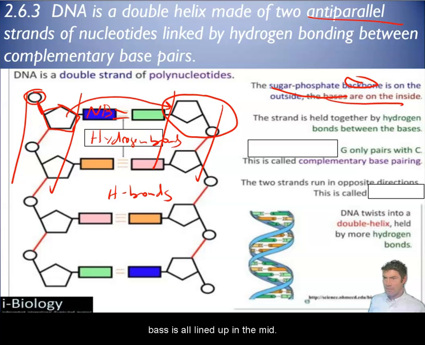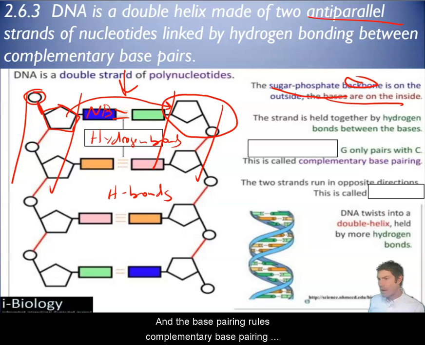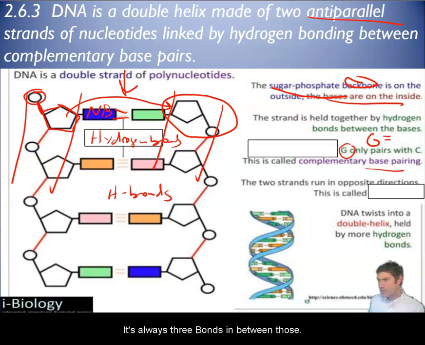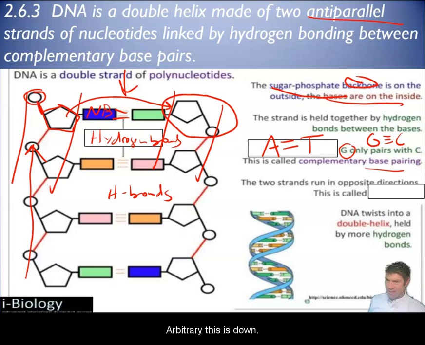We have our nitrogen bases all lined up in the middle. And the base pairing rules, complementary base pairing: G and C, there are always three bonds in between those. And then A to T, there are always two bonds in between those. And they go, like I mentioned, in the opposite direction. We'll say this is up, this is arbitrary, this is down. It's called anti-parallel.